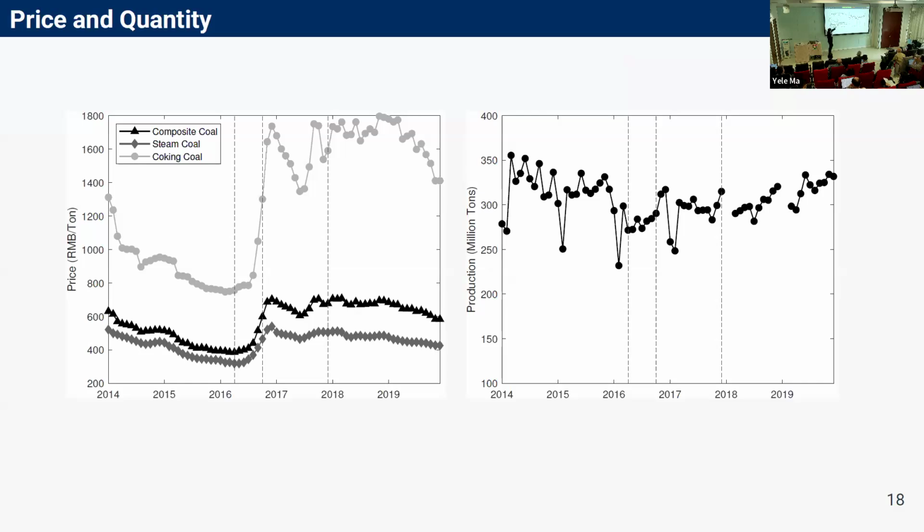You see clearly after the supply side reform, the price of coal surges. Depending on which type of coal you look at, it increases by about 40 to 50%. And you also see a reduction in production, although it's less dramatic.